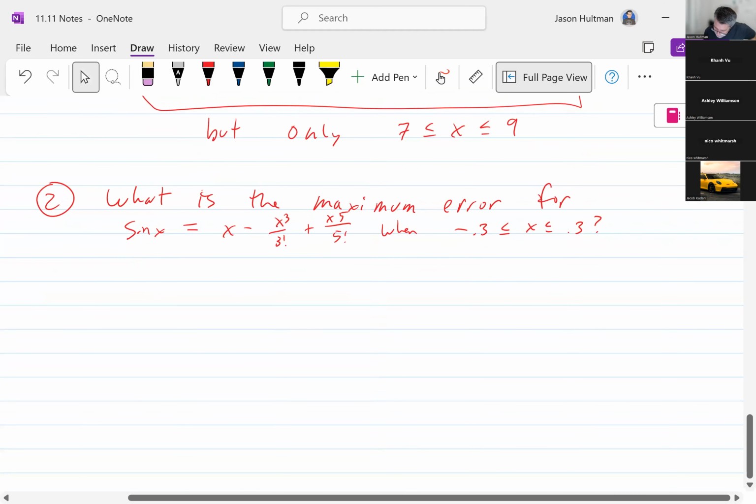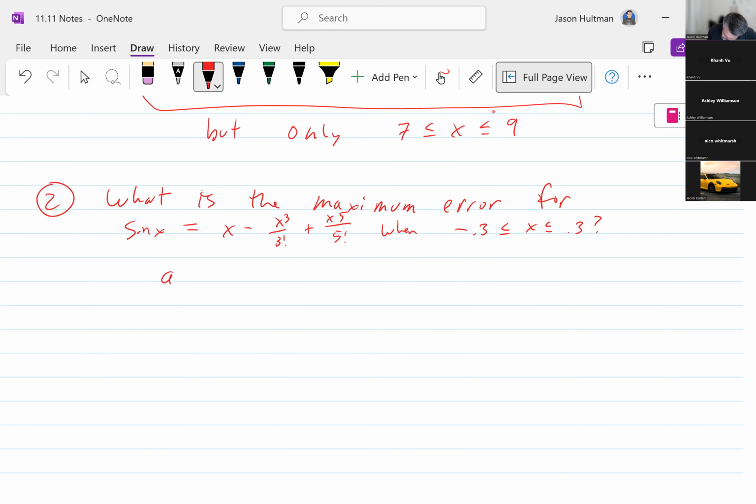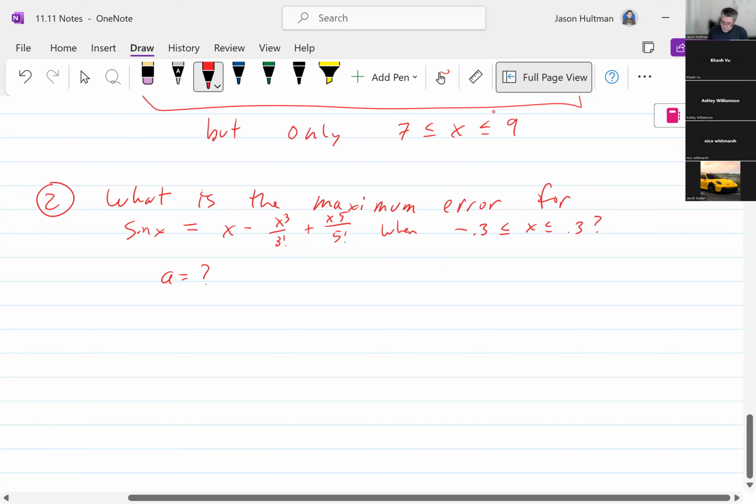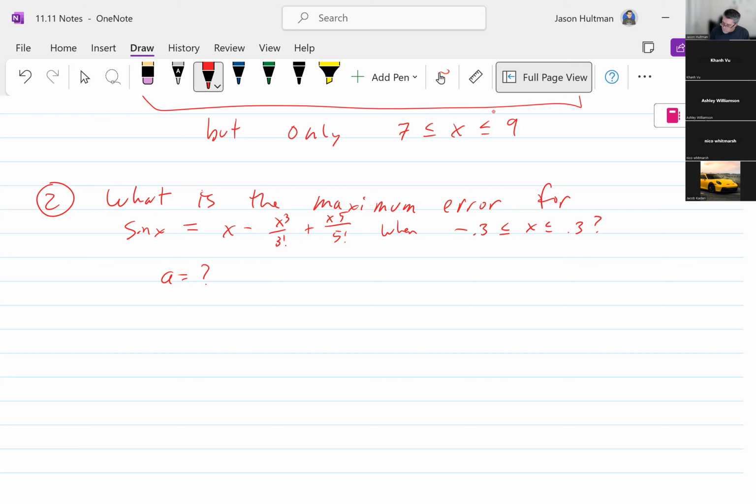First, it'd be nice to find out, well, what's A? What is A equal to? Can anybody figure that out? What type of series is this? Is this the Taylor series, or is it a Maclaurin series? Where are we centered on this one? Wouldn't this be absolute value of x minus 0 is less than or equal to 0.3? Right?